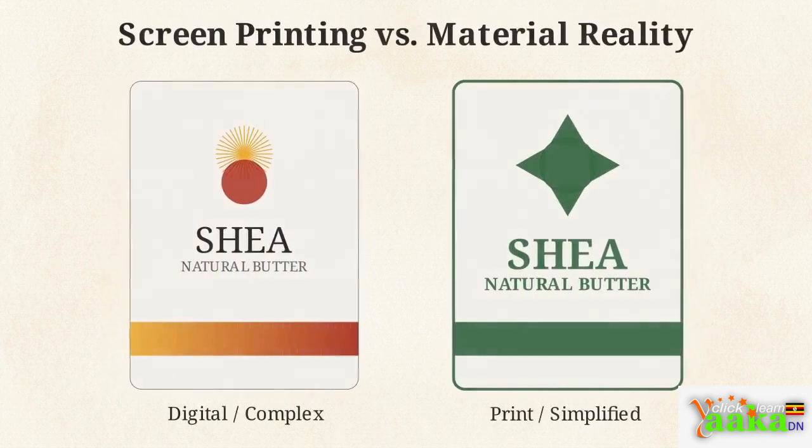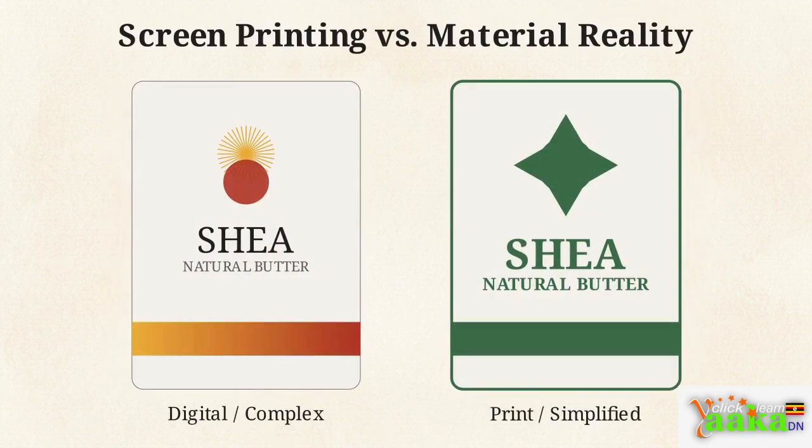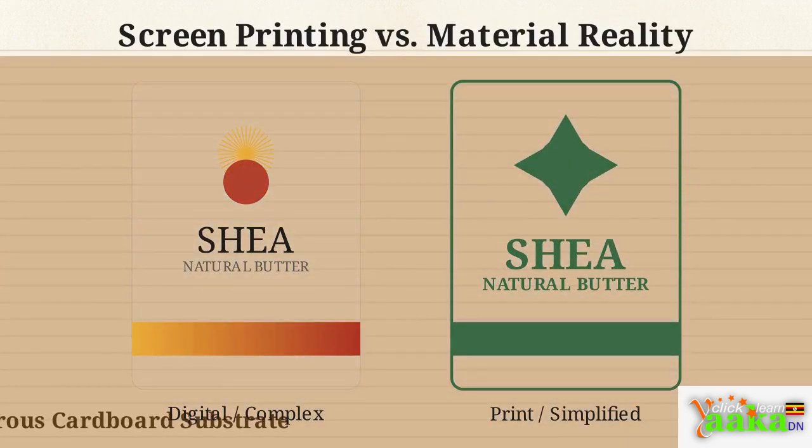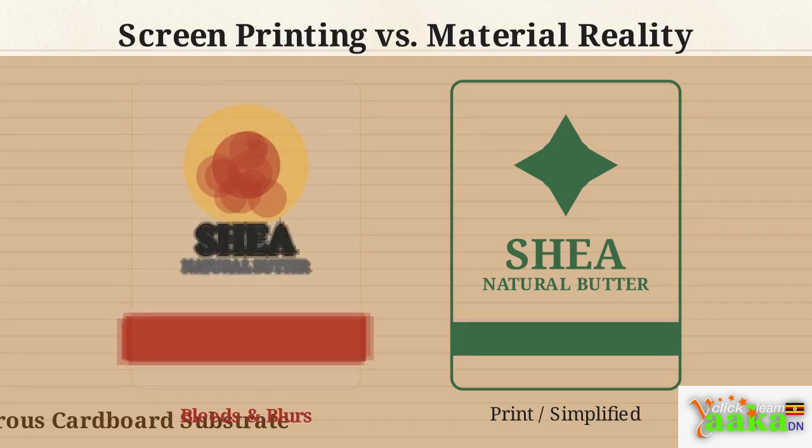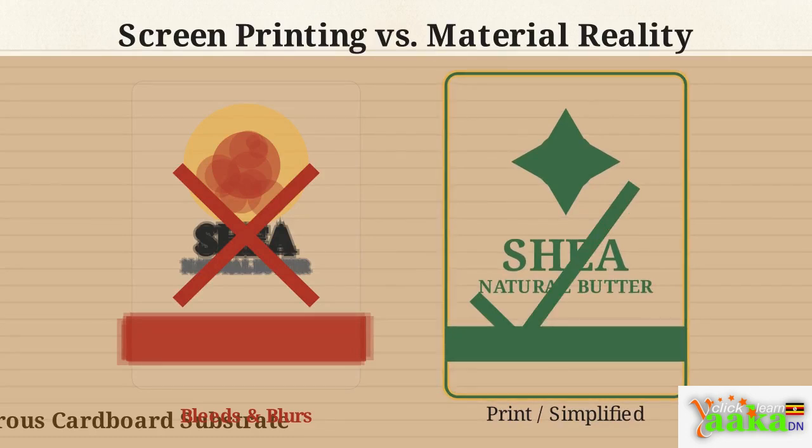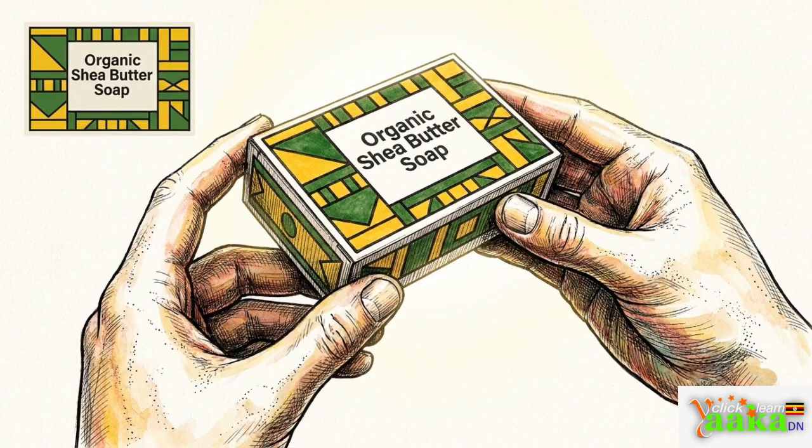Your layout must also account for local production realities. Many Ugandan producers use porous cardboard and budget screen printing. Because fine photographic details often blur on these materials, you should use crisp, bold vector shapes instead. By designing specifically for these physical printing constraints, you ensure your brand message reaches the consumer clearly.